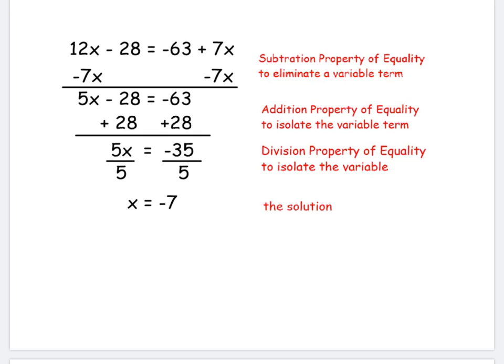The next thing we did was we divided both sides by 5. Dividing both sides by 5 gives me the division property of equality to isolate the variable, and then x equals negative 7 is our solution.